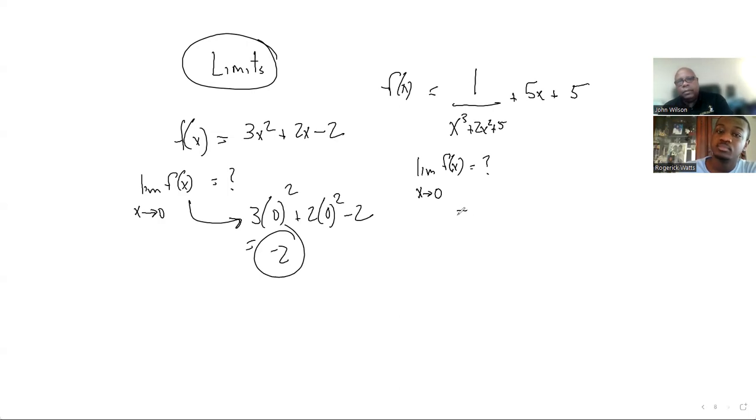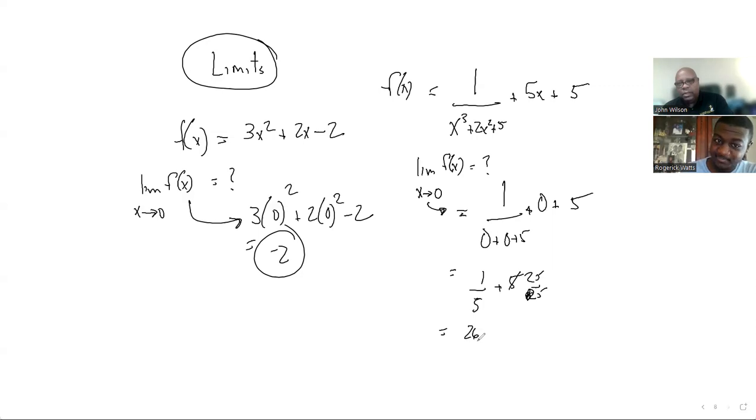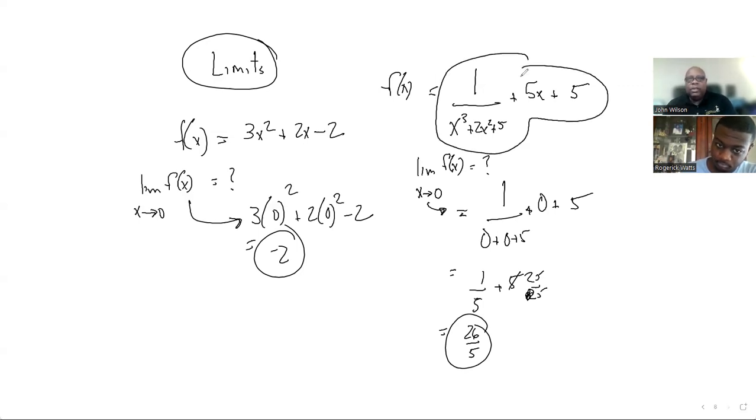Well, let's figure it out. The limit of f of x as x goes to 0 is 1 over 0 plus 0 plus 5, plus 0 plus 5, or 1 over 5 plus 5. And 5 is 25 over 5, which gives us 26 over 5. So the limit of this function as x goes to 0 is 26 over 5.